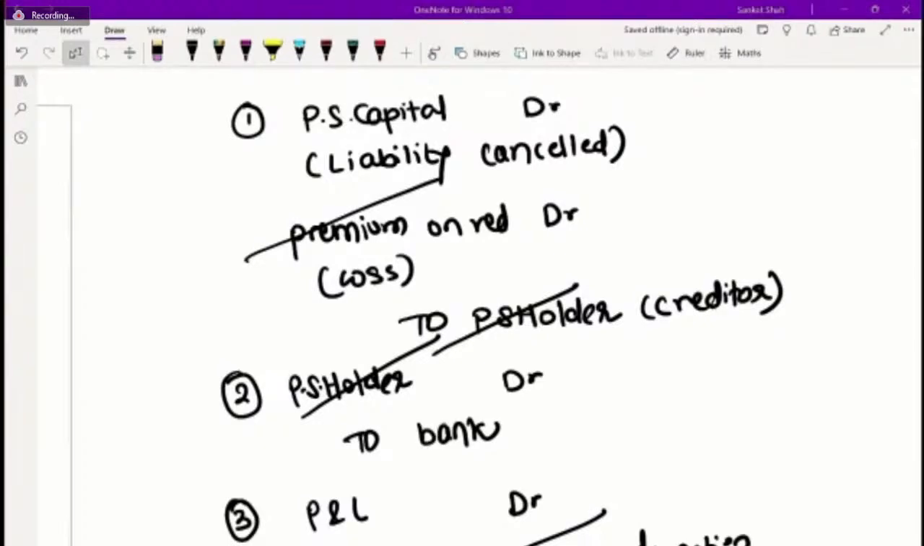See the entries, preference share capital account debit. Who wrote all entries correctly? First person.